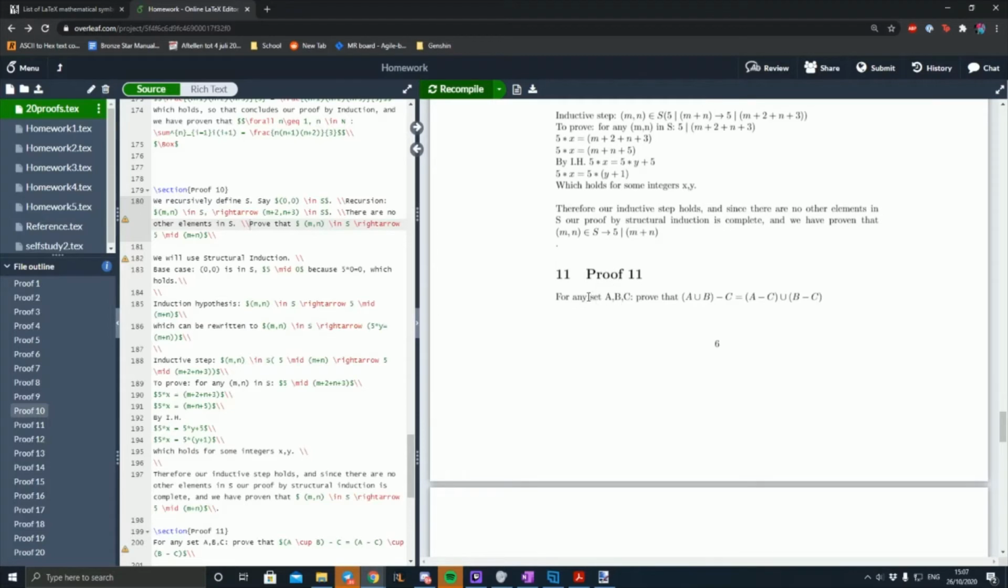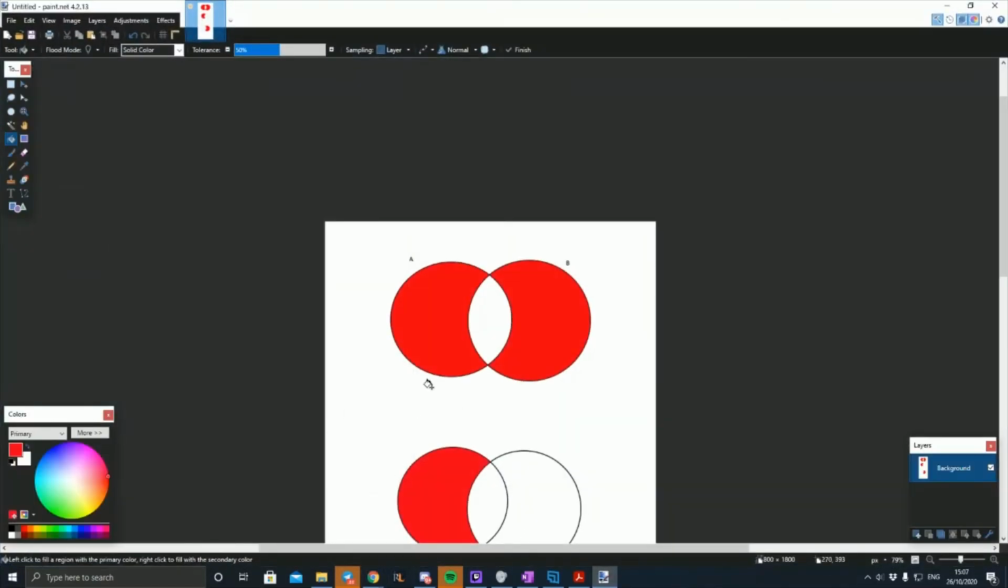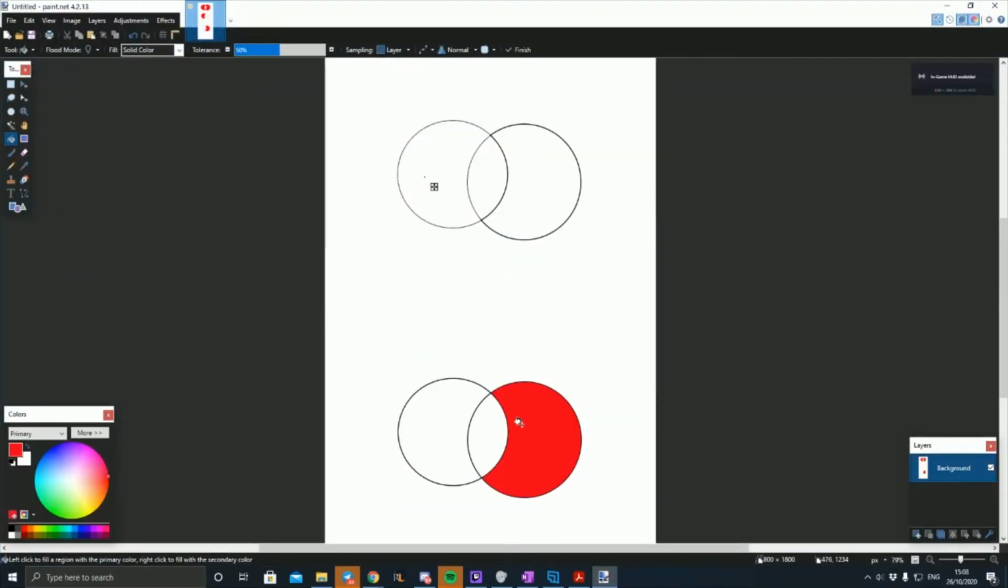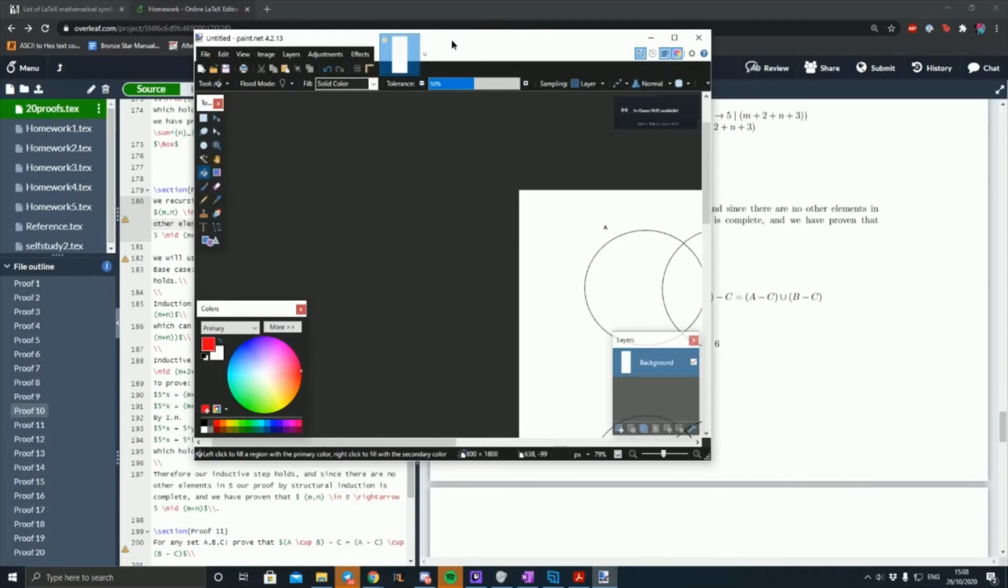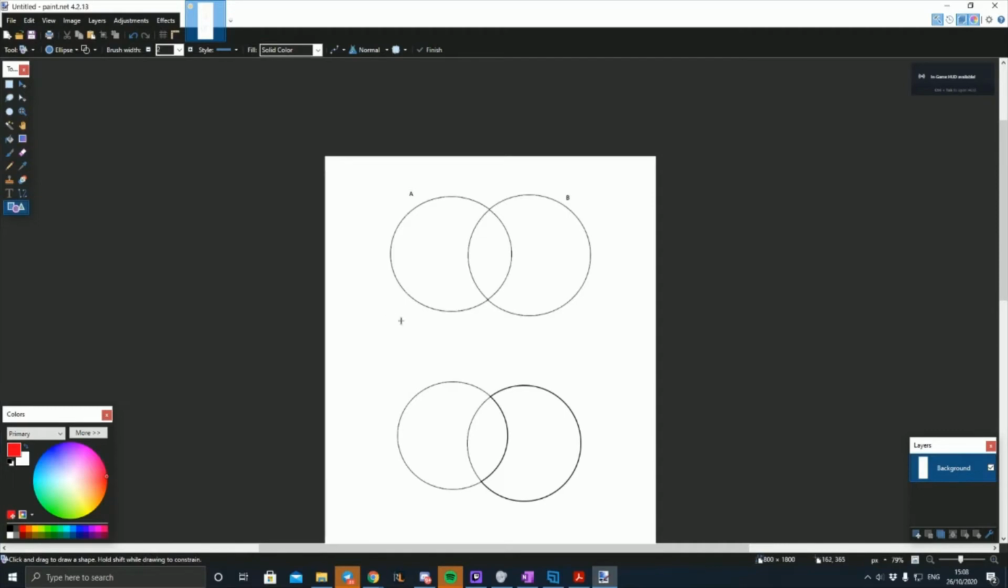Okay, proof 11. For any sets A, B, C, prove that the union of the intersection of A and B minus C is equal to the union of A minus C and B minus C. So if you open up this one again, excuse me. So we want to prove that. Oh no, that's like a third one as well. That's going to be a bunch of drawing. But it's all good. That's why we're here. We're here to learn.